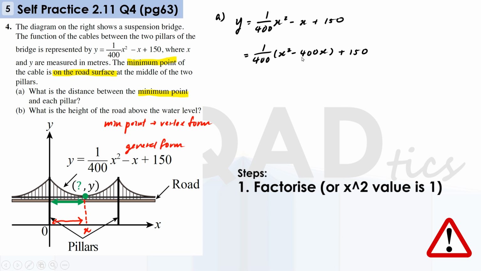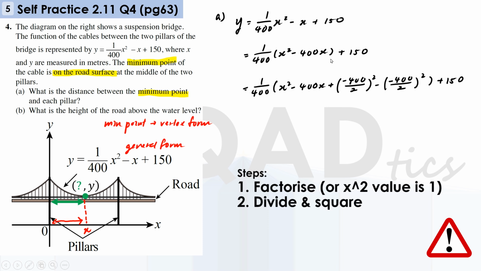So this is the first step, and the second step is we need to add the special value. Here we take the coefficient of x, which is negative 400, divide by 2 and then square it. Then at the back we need to put the same number, it's just that we need to subtract. So this is the second step. The third step is to combine the terms that form a square, which is x and this one, negative 200 after dividing. So these 3 terms will become this thing.